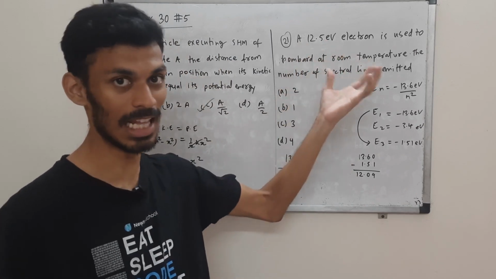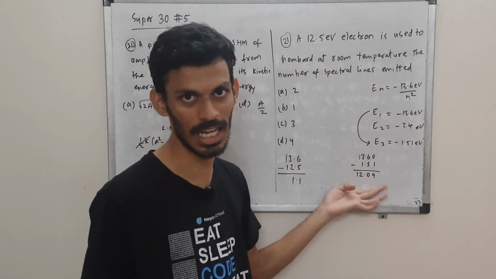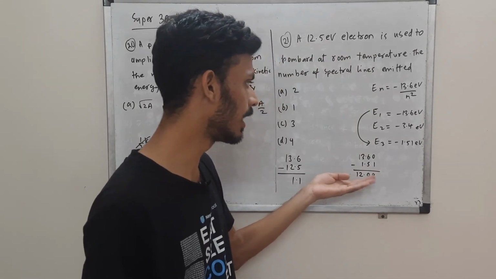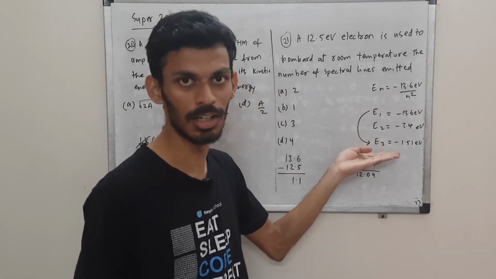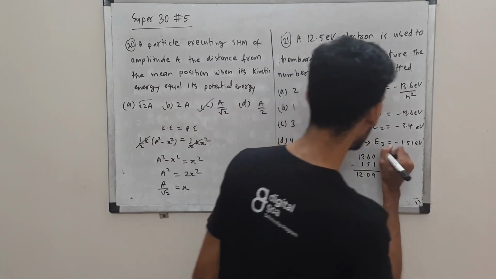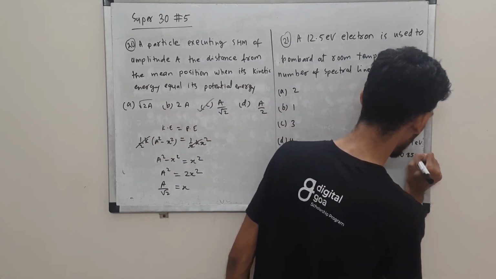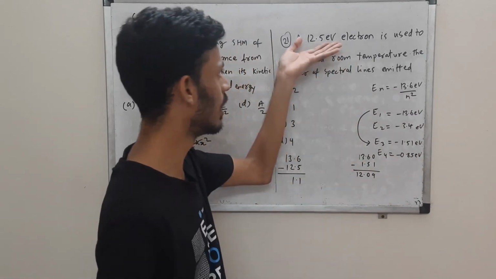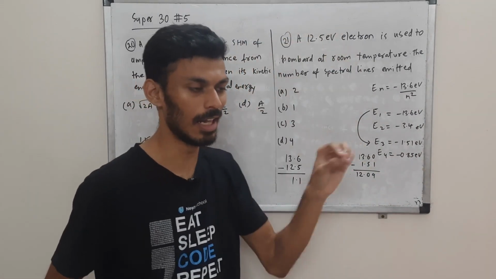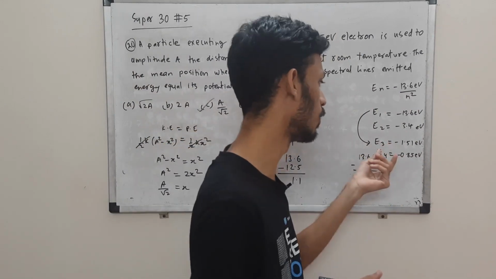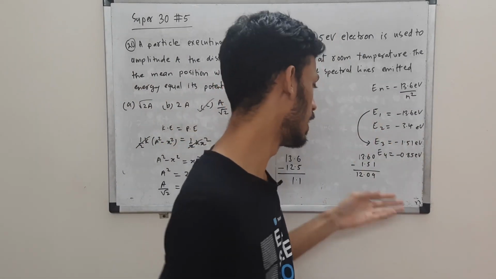Which means our electron can provide this much energy, higher than this, of course. So it can excite our atom to the third energy level. If you try it with the fourth one, it won't happen. It is around 0.85, so if you see the difference, it will be greater than 12.5. So our electron which is being bombarded on that atom cannot excite it to E4. The maximum it can excite it is to E3.